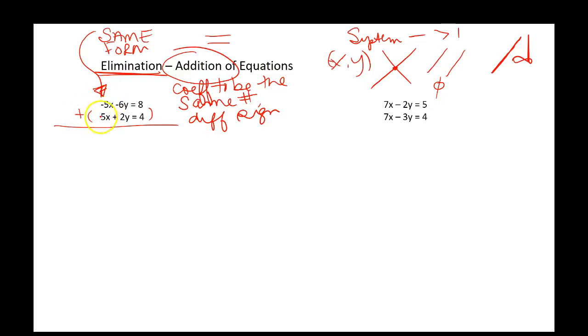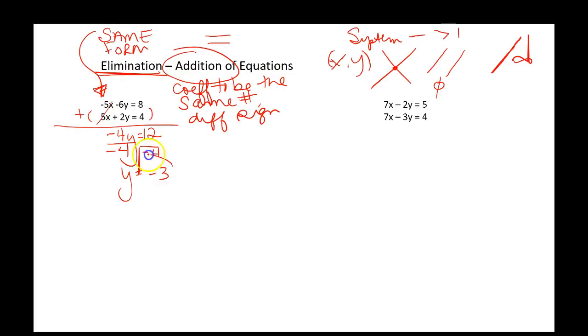Negative 5x plus 5x is 0. We have just eliminated the x variable. Negative 6y plus 2y gives me a negative 4y. The equals is in the same position. 8 plus 4 equals 12. We have this equation now that only has one variable in it. So let's solve for y. Y will equal negative 3.